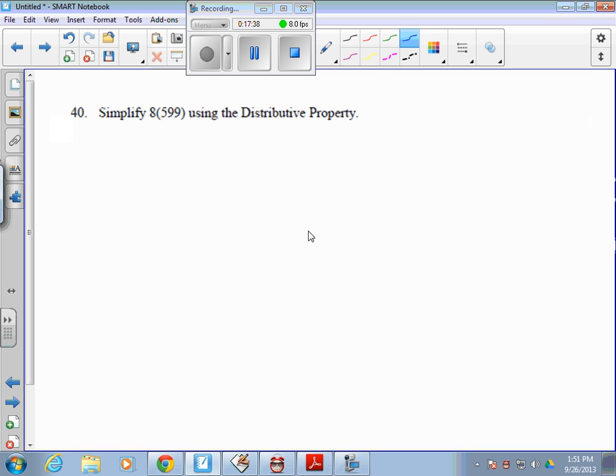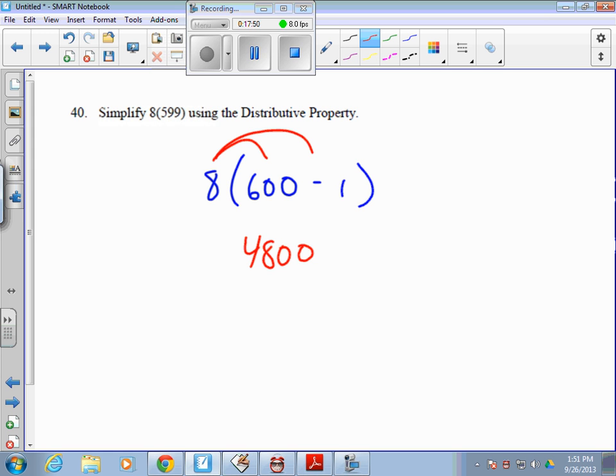And finally, number 40 says simplify 8 times 599 using the distributive property. That's like 8 times 600 minus 1. That's the same thing as 599. 8 times 600 is 4,800. And 8 times negative 1 is minus 8. So 4,800 minus 8 is 4,792.